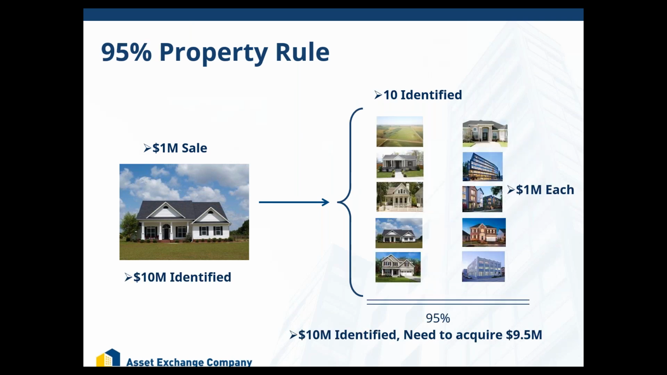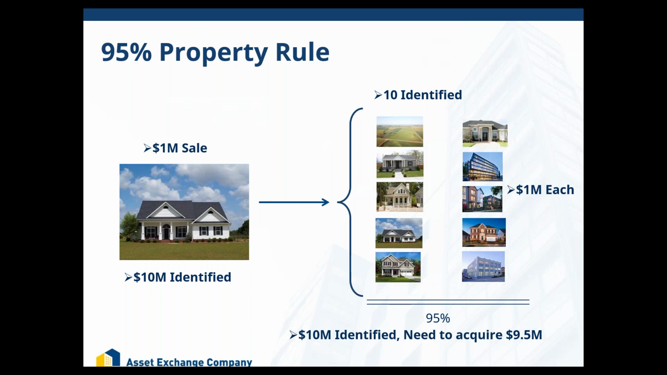Now, here's the 95% rule. This is where you exceed the 3 property rule, you exceed the 200% rule, but you must acquire at least 95% of the value of all the properties that you identified. So here's how it works. Again, we sell for $1 million.